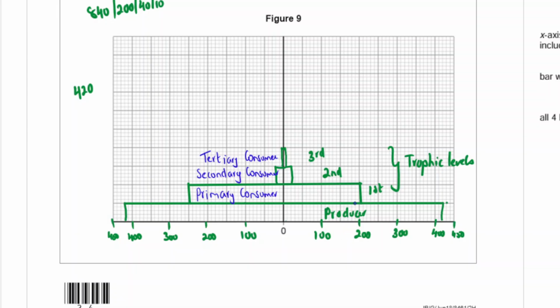It's worthwhile checking because some textbooks don't label the primary producer as the first trophic level. If that's the case, this is the first trophic level, because that's what the marking scheme is saying. They're saying trophic level 4, 3, 2, and 1. So that's your second, third, and fourth trophic level. We'll extend that.